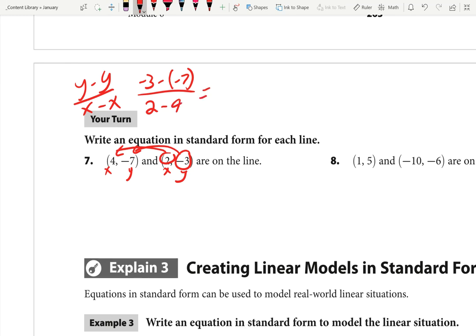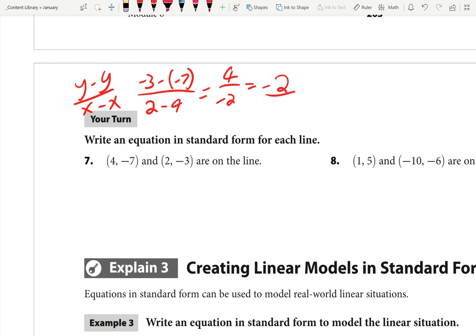Now, when I simplify this, negative 3 minus negative 7, or essentially negative 3 plus 7, ends up to be 4. And 2 minus 4 ends up to be negative 2. And this, 4 divided by negative 2, is actually negative 2. So our slope is negative 2.